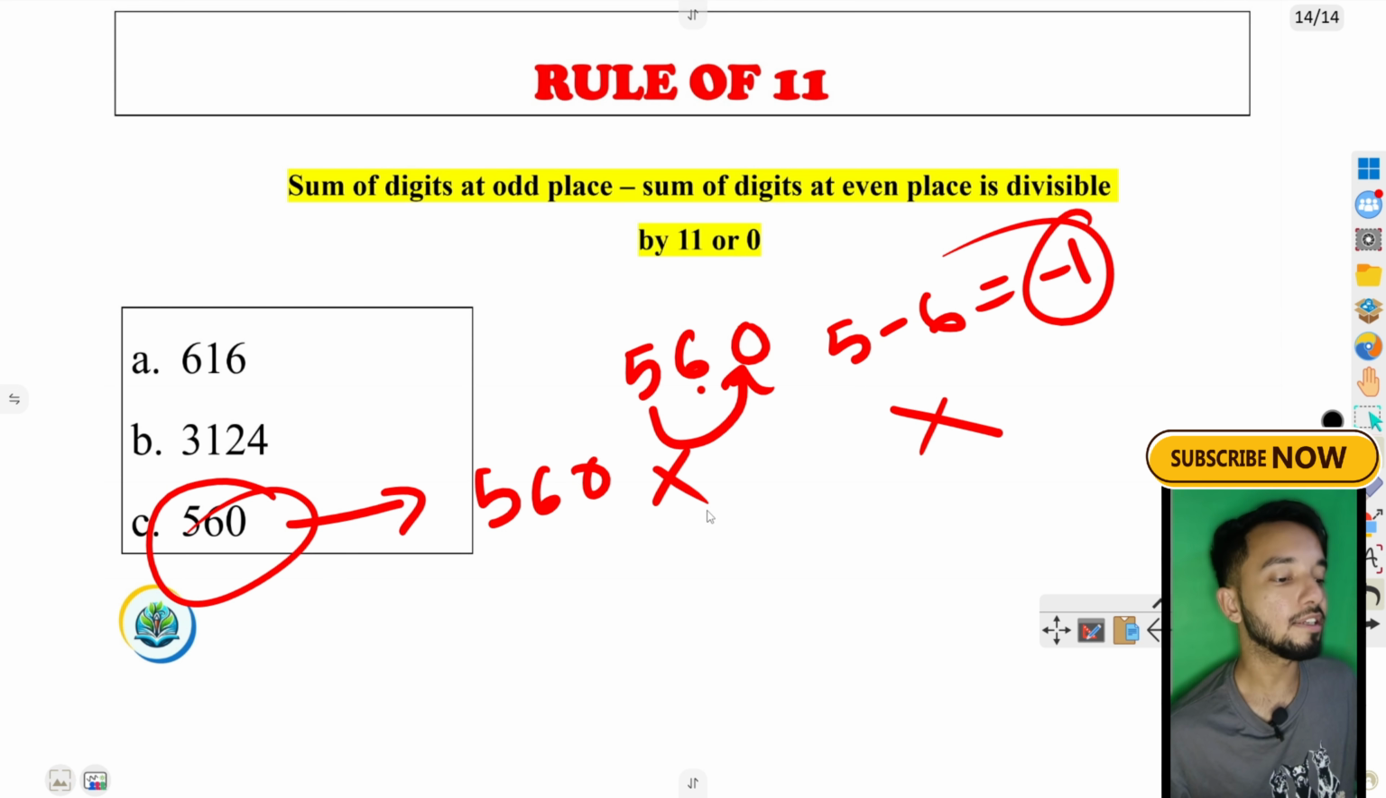I hope it's clear. These were the rules for all the basic numbers that you need to know in order to know about divisibility for any natural numbers.